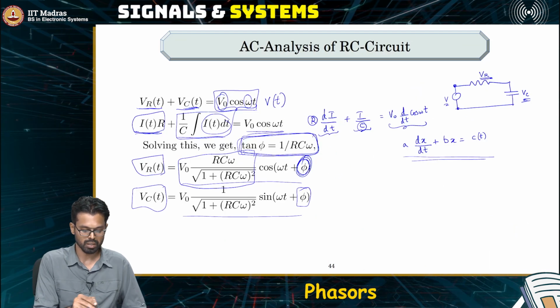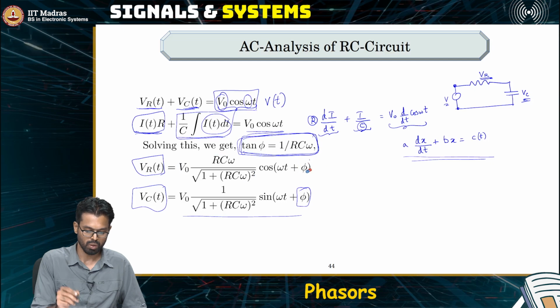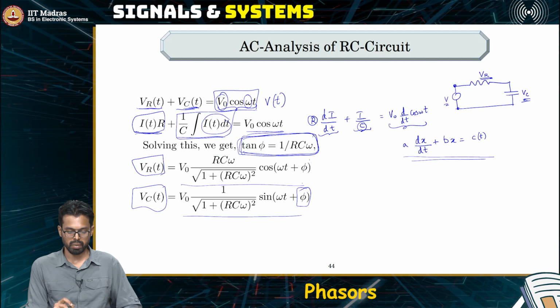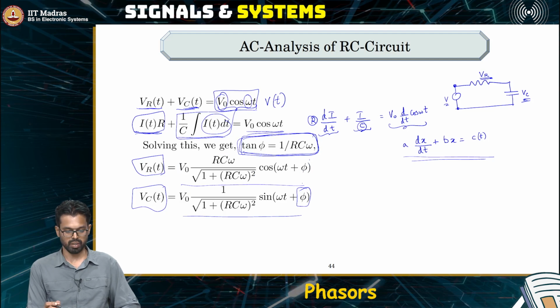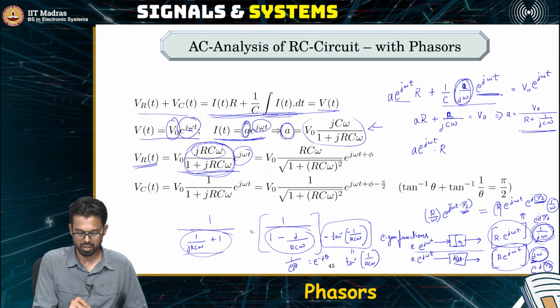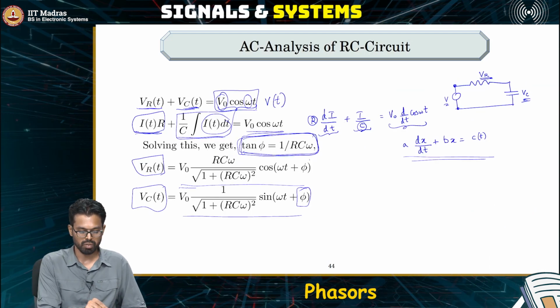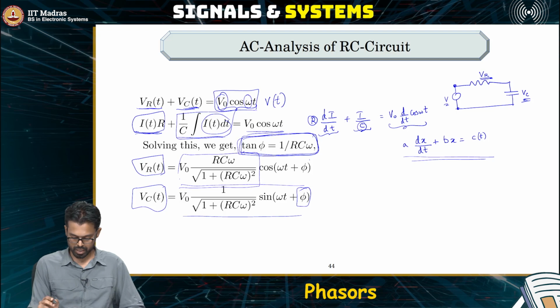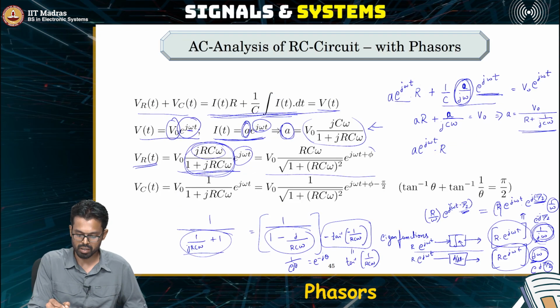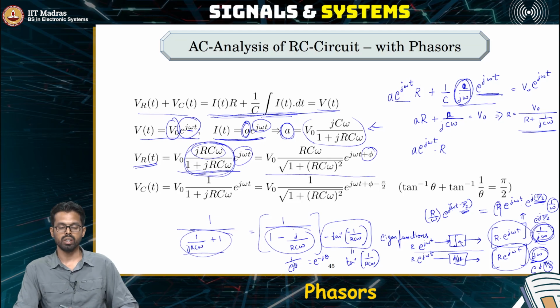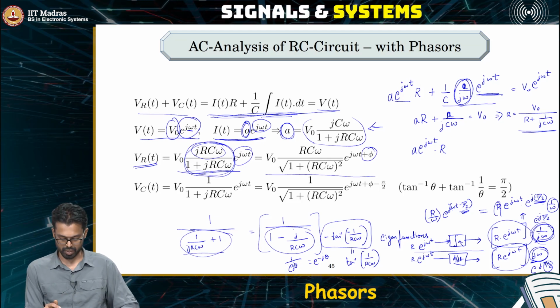So you look at this. We got V naught, some magnitude times cos omega t plus phi, and that is what we are getting here. The same magnitude as what we had here, and it clearly says that the phase is now different by phi. So we see that the voltage across the resistor is out of phase by phi.